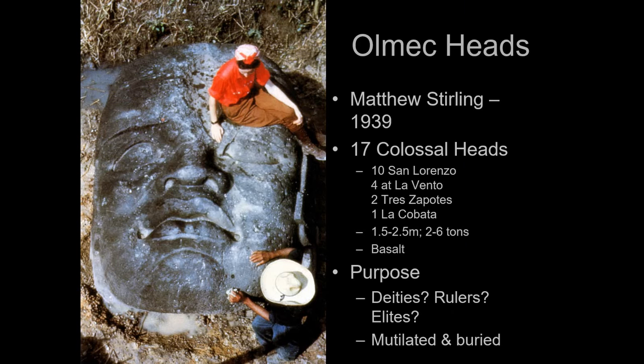So let's talk about the Olmec heads, because everybody wants to talk about them. Again, the Olmec heads were something that no one really knew about until we started excavating them in 1939. Matthew Sterling started uncovering them, and once they uncovered them, they started finding them around a lot of these locations. There are 17 of them, and they are truly massive. You can see the breakdowns. Most of them were found at San Lorenzo, but they've been found at every site so far. And they are 1 to 2 meters tall and weigh about 2 to 6 tons.